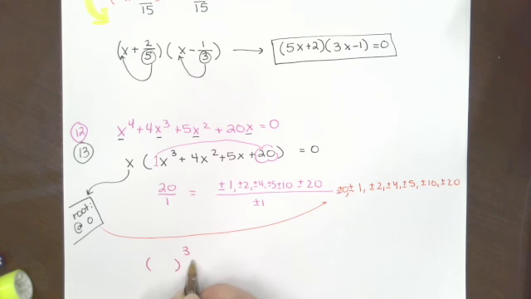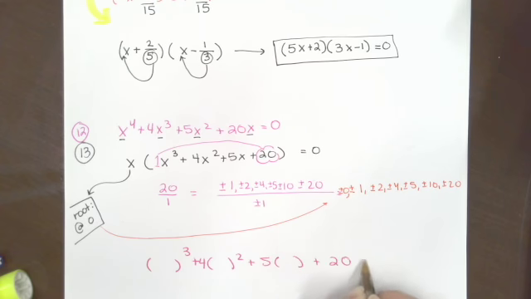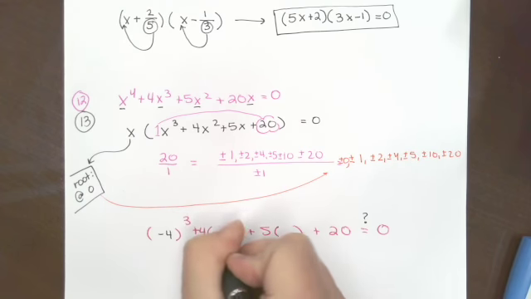We got x cubed plus 4x squared plus 5x plus 20. And we're going to check to see which one equals 0. So can someone do 1, -1? Which ones can it work? 2, -2, 4, -4. Someone says -4 works. Okay, so let's do -4.